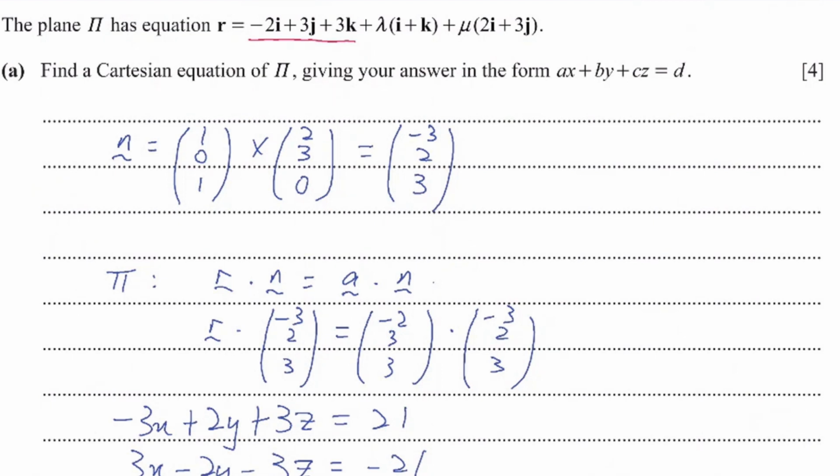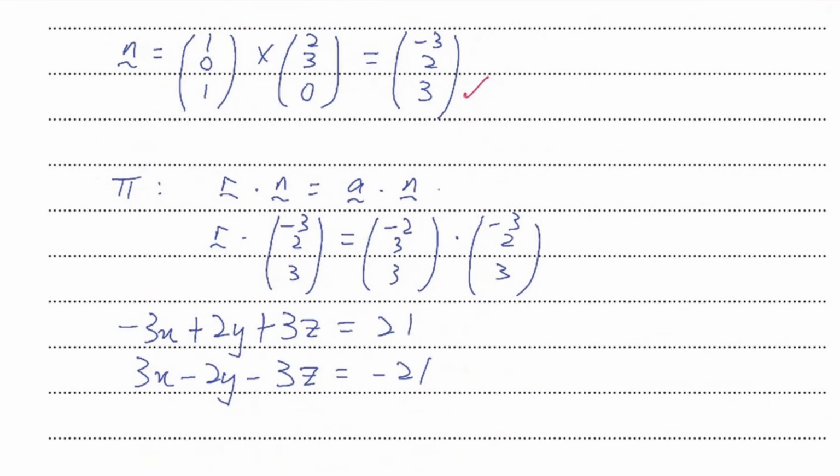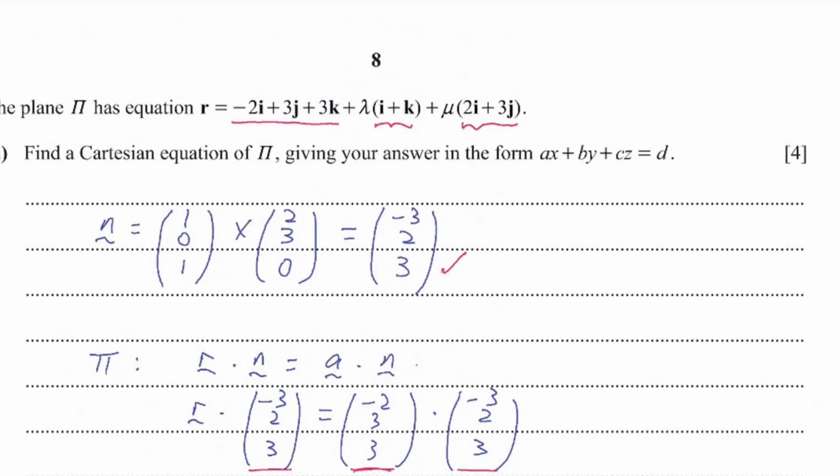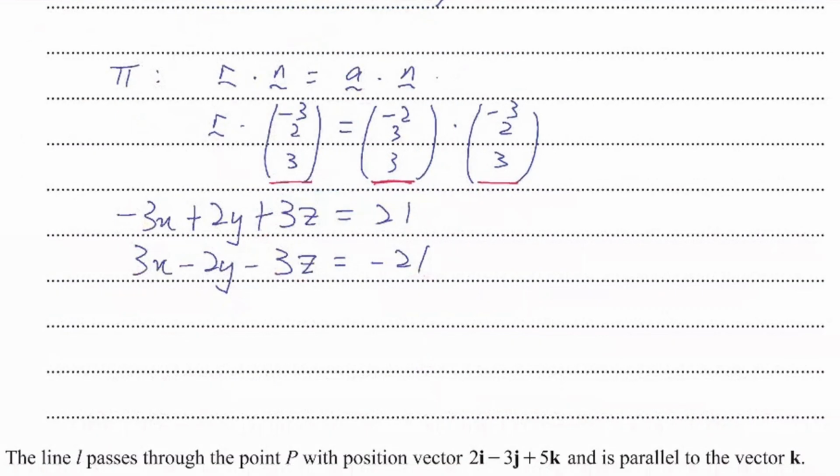To get the normal, we need the two vectors here, because these two vectors are parallel to the plane, so we can cross them to get the normal. This is the normal. With the normal and the point, r dot n equals a dot n. The point that it passes through is the first term that we see here, (-2, 3, 3). After that, just tidy up, and this would be the equation of the plane that we want to look for.